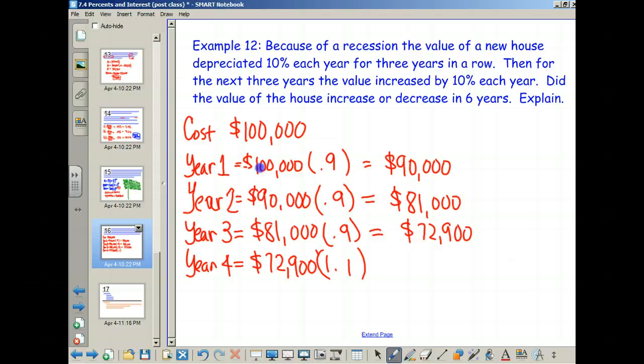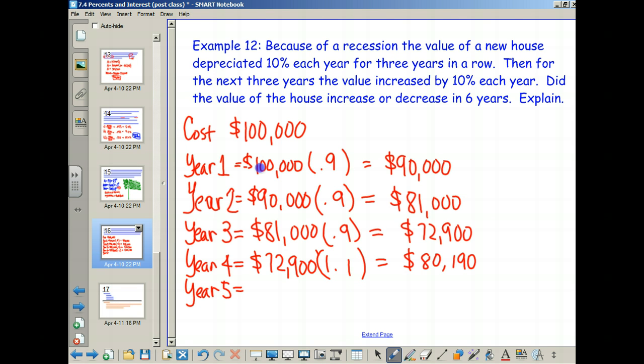Again, one step, I like that. So what do we do with 72,900 when we multiply by 1.1? What do we get? 80,190. We're moving in the right direction. That's good news for these homeowners. We've got a couple more years to do though. Year 5.